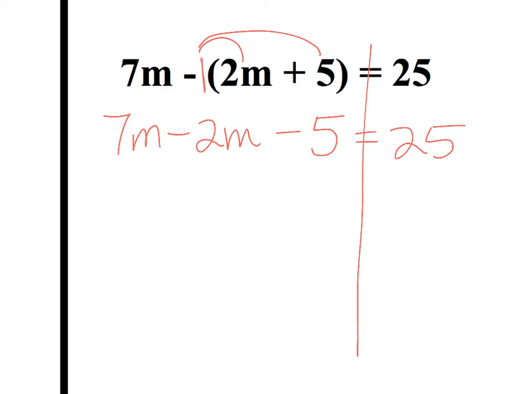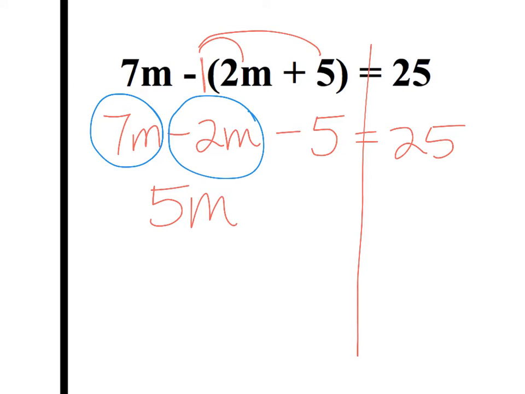Can we combine like terms? Yes. Justin, what are my like terms? 7m and 3m. Are you sure it's 2m? Take the sign in front. So that would be 7m minus 2m's would give me 5m's. Minus 5 is equal to 25.